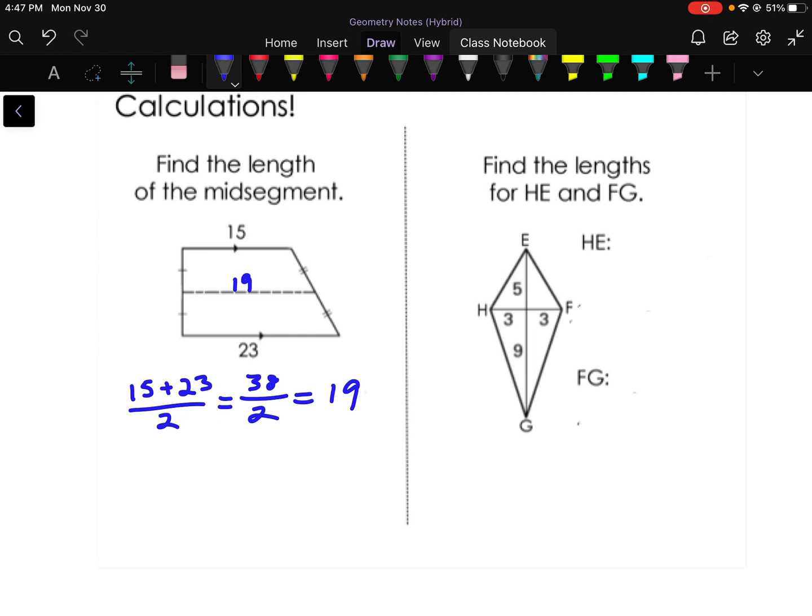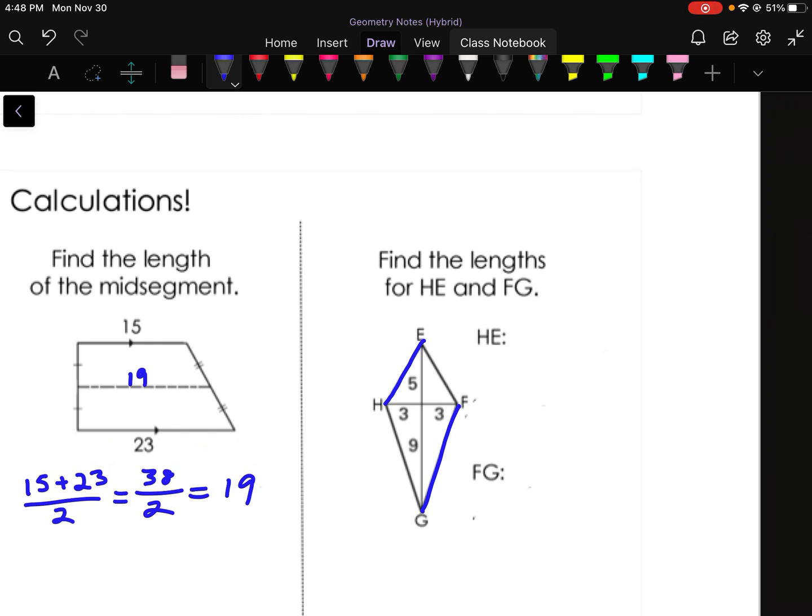Now here it says to find the lengths for HE, it's right here, and FG. So what this is going to require is the Pythagorean theorem, which I'm going to write up here.